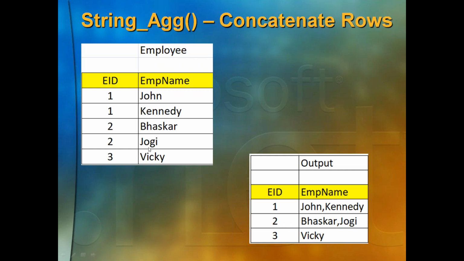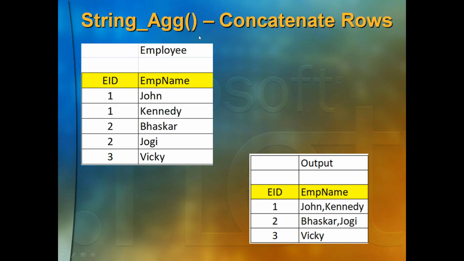And this is what we discussed today, concatenating rows. Here you should not have duplicates, you should not have a primary key. If there is a primary key, then this is not going to work. For 1, 1, 2, 2, 3 and 1, 2, it is going to be grouped based on the number and concatenated. So John, Kennedy, Bhaskar, Jogi.